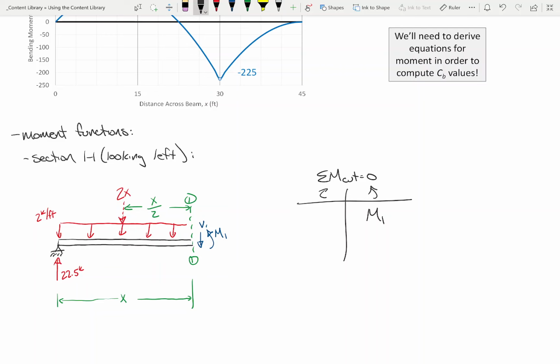All right, so does the 22.5 cause moment? What side does it go on, left or right? At a moment arm of? X. X, so 22.5X. And then what about the 2x? Does it generate moment? Yes. Side of the table, left or right? At a moment arm of? So 2x. And then, what is that? 2x times x over 2 is x squared.